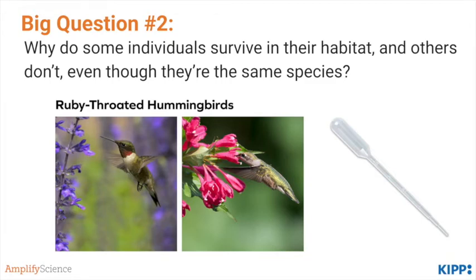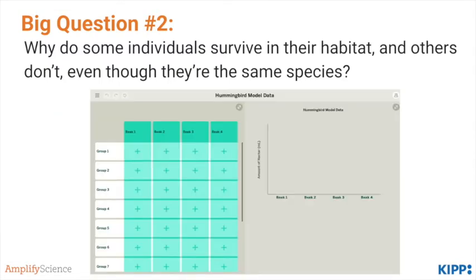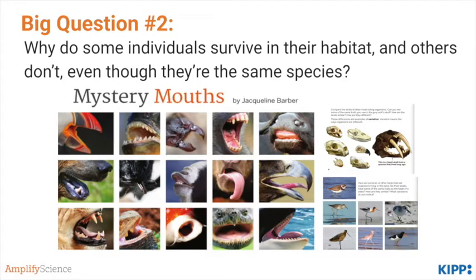So they pretend to be hummingbirds with their pipettes and cups of water, and they dip the pipettes in water and try and take it out like hummingbirds take nectar out of flowers. They use this to identify which beak is best suited for certain flowers and graph that data. In the next lesson, they move on and read more about mystery mouths and how all these different types and shapes of mouths are adapted or not for their environments.